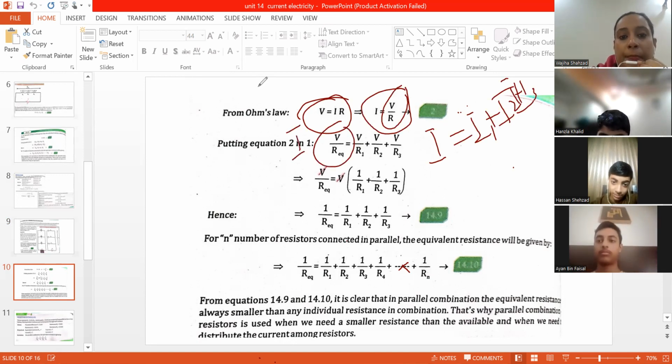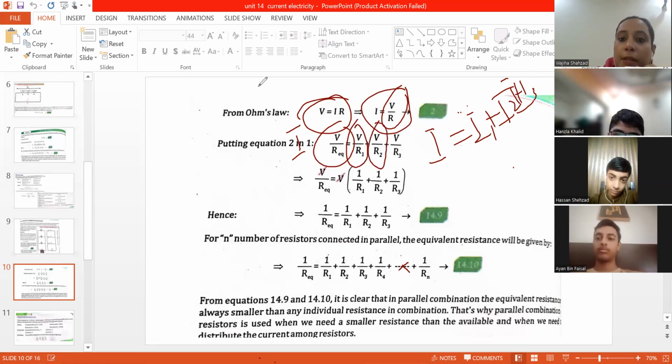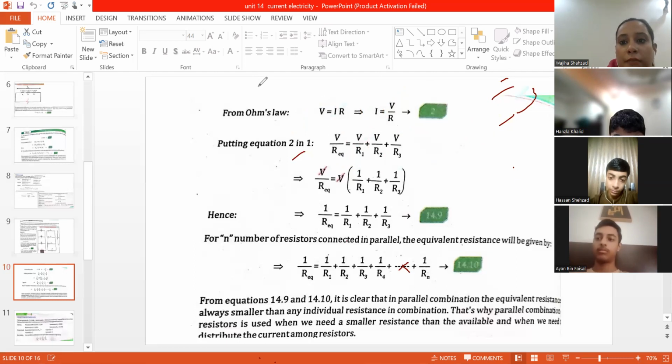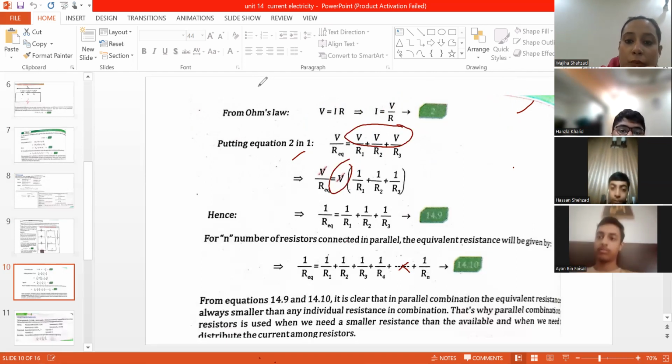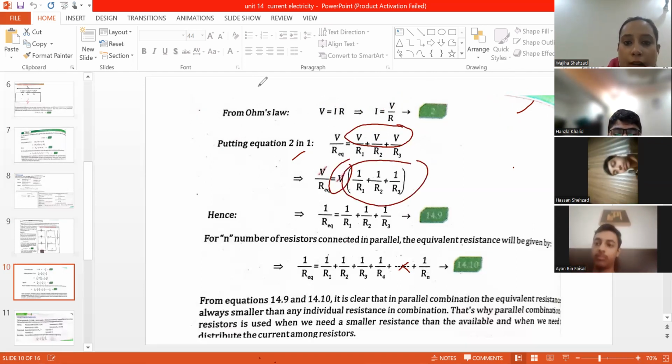because this I gives us the total value of resistance. Then in I1, we will put V by R1, because we know the value of V is the same, but R is changed. Then we have to put V by R2 plus V by R3, right? As we put the value, we know that this V is the same. So we take this V as common, and we can write the equation 1 by R1 plus 1 by R2 plus 1 by R3.